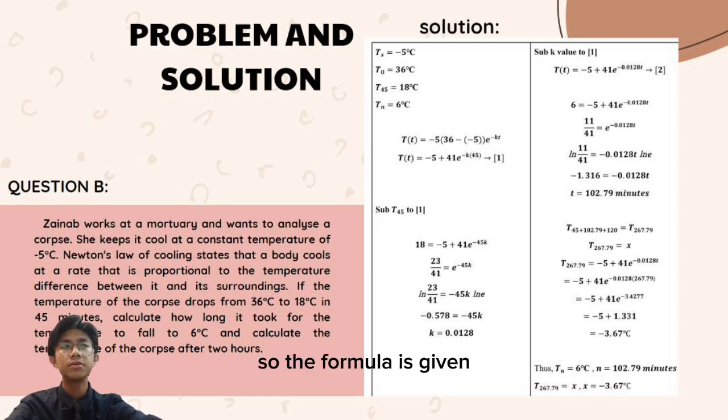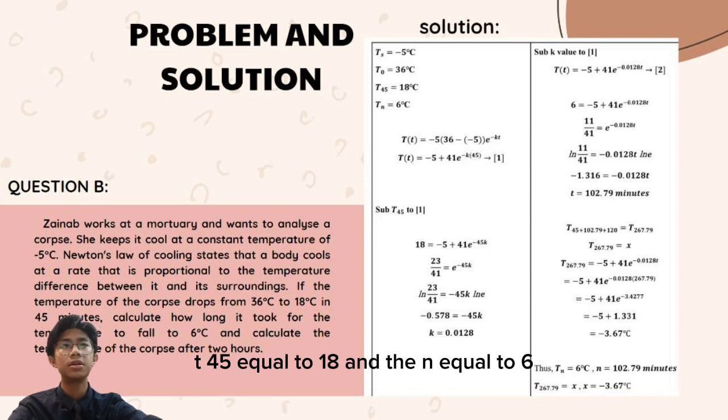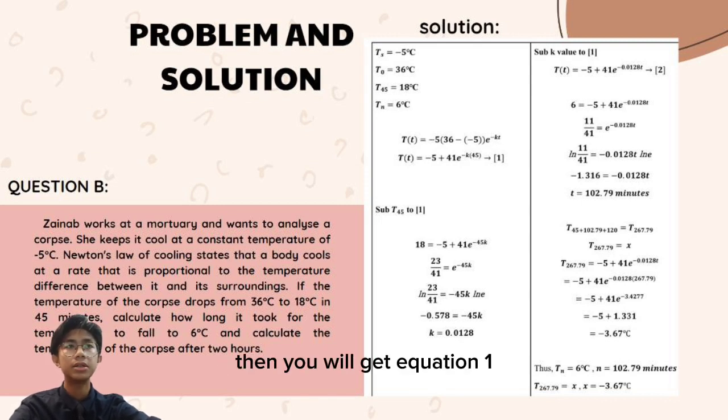So the formula is given, which is T equals Ts plus (T0 minus Ts) exponent negative kt. Firstly, we note the information given. We get Ts equal to -5, T0 equal to 36, T45 equal to 18, and Tn equal to 6. Substituting the values of Ts and T0 into the formula, we get equation 1, which is T equals -5 plus 41 exponent -45k.